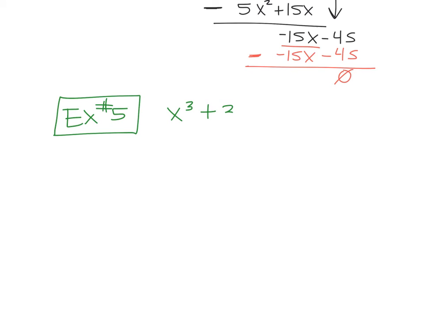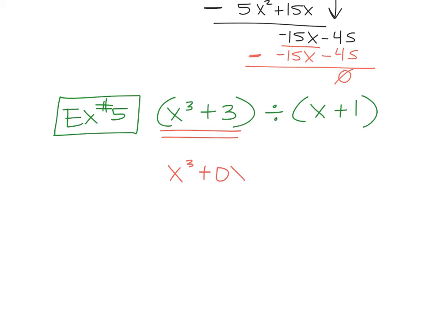x to the third plus 3, divided by x plus 1. Okay? What do you need to make sure of on this? When we set this up, we're missing an x squared and an x, right? So you're going to set it up x to the third plus 0x squared plus 0x plus 3.